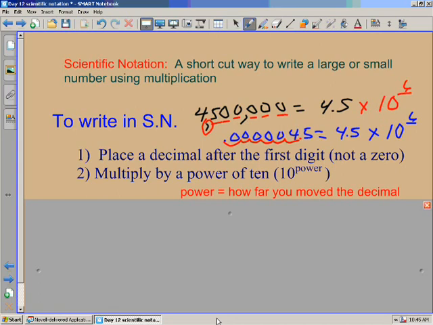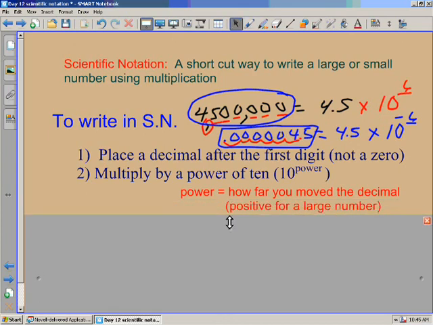Well, the difference is in this first one, we actually multiplied by a power of 10. This one, the second one, we actually divided by a power of 10. Remember, when we have a negative exponent, that's like dividing. So on our power of 10, we use the positive exponent for our larger numbers, and we use negative exponents for our smaller numbers because we're actually dividing by powers of 10 as opposed to multiplying.